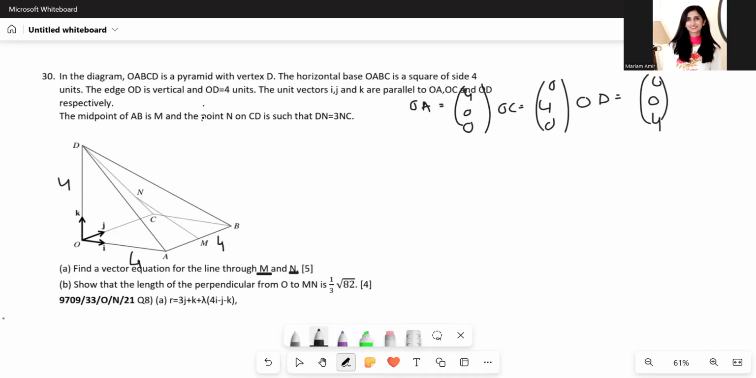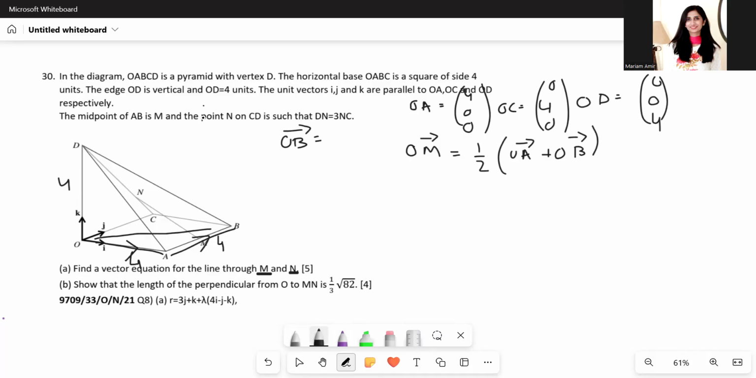Okay, so OM is in the middle of AB, so there's a formula for that: half of OA plus OB. All right, so we'll need OB as well. To go from O to B, I am going in 4i direction and then 4j direction. So that's 4i plus 4j, which is just going to be 4, 4, and 0.